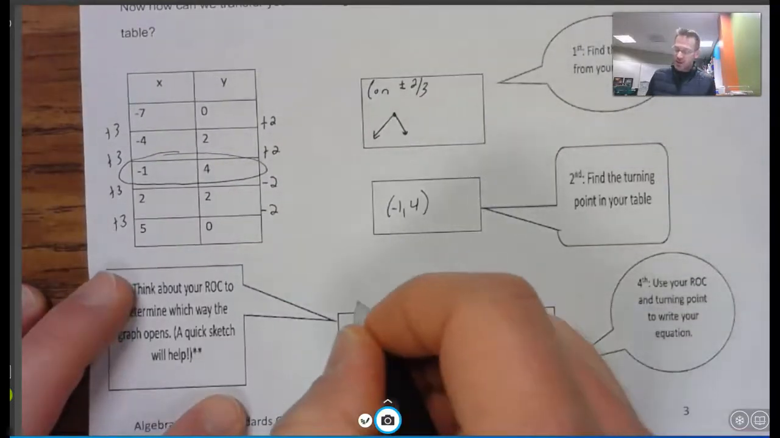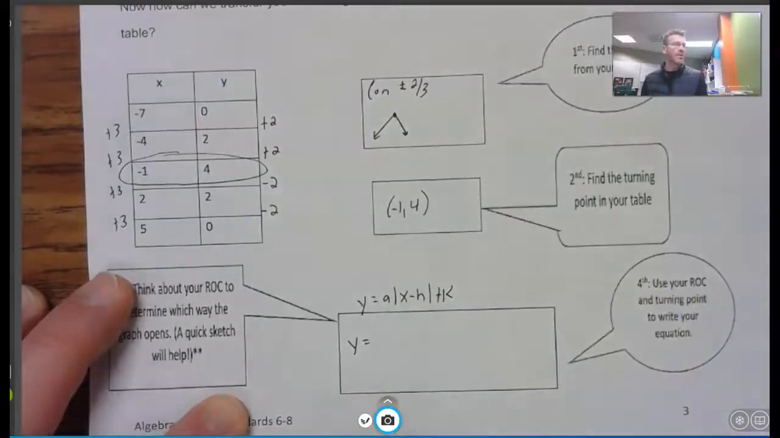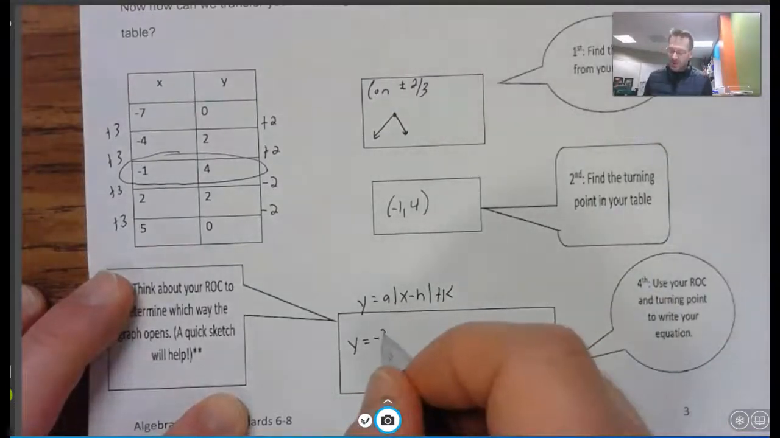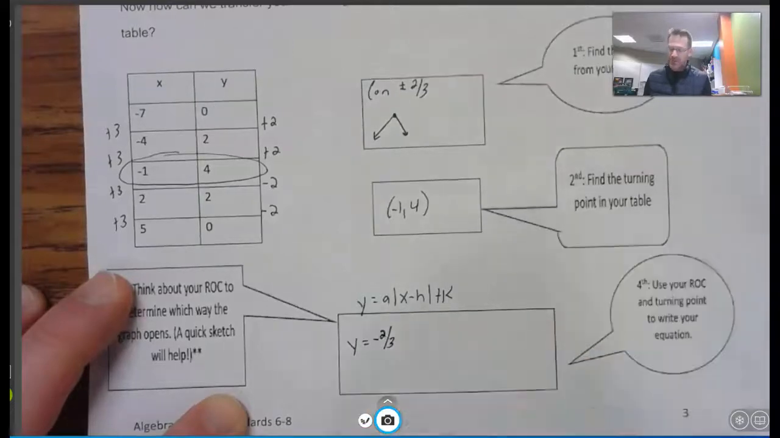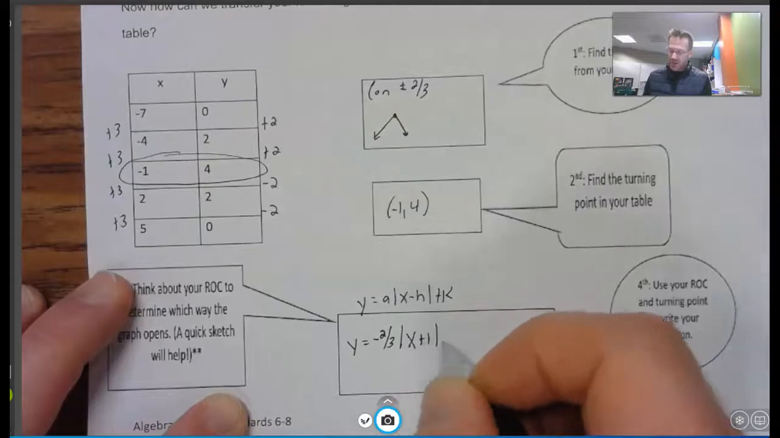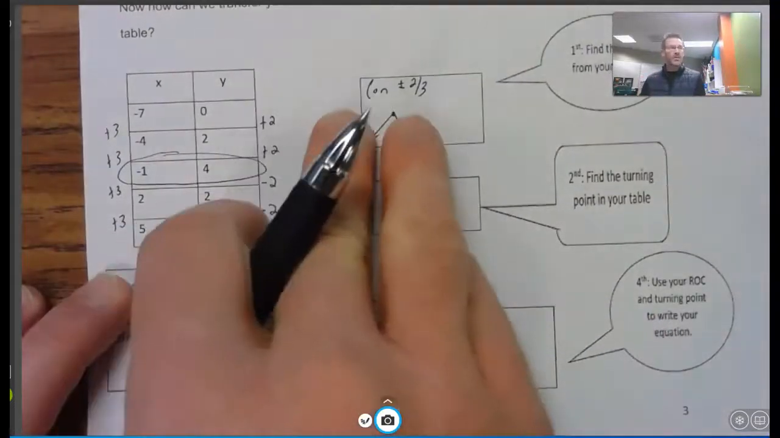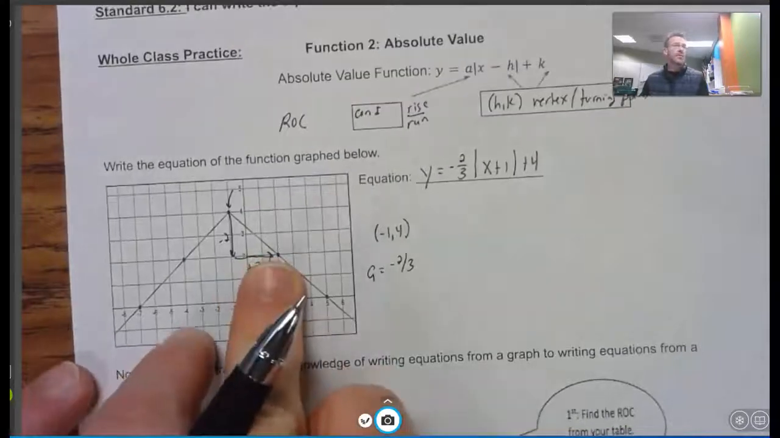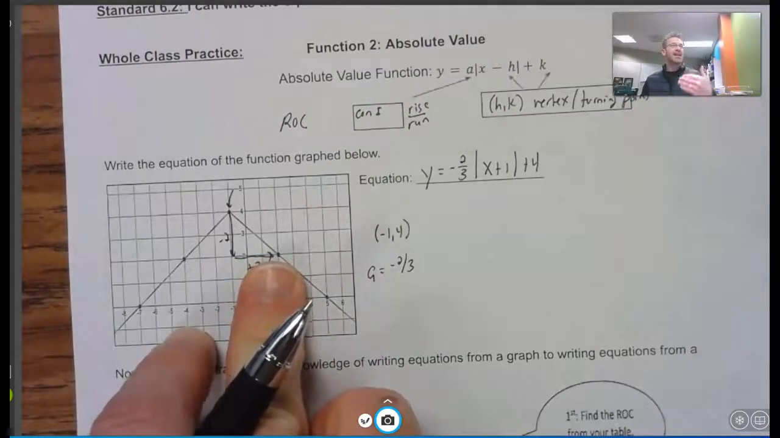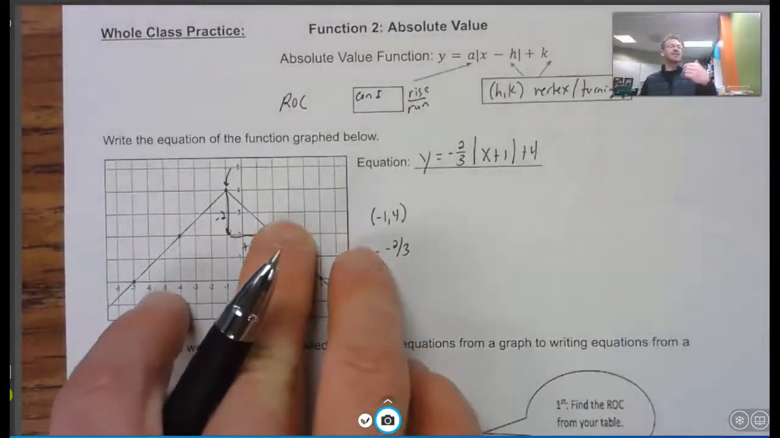So y equals, and once again, if we think about our form of an equation, which hopefully you have memorized, I know I want the negative 2/3 this time, based on my sketch, and then x minus negative 1, and then plus 4, and there's our equation. Notice we get everything we need from the table. We just have to find it in a little bit different way. What we're asking for doesn't change. How we find it does.